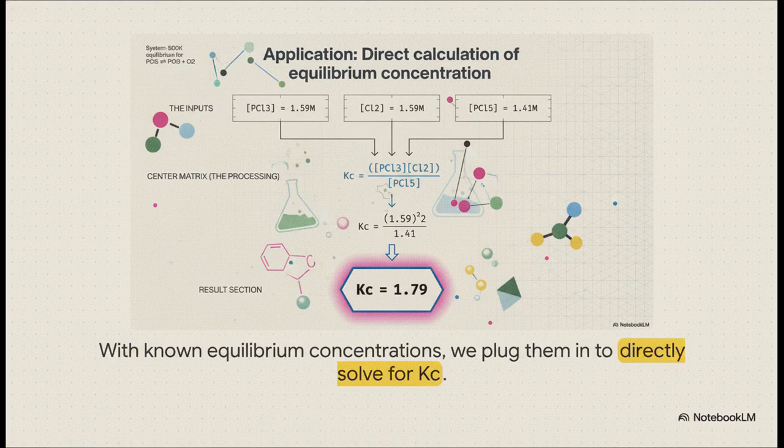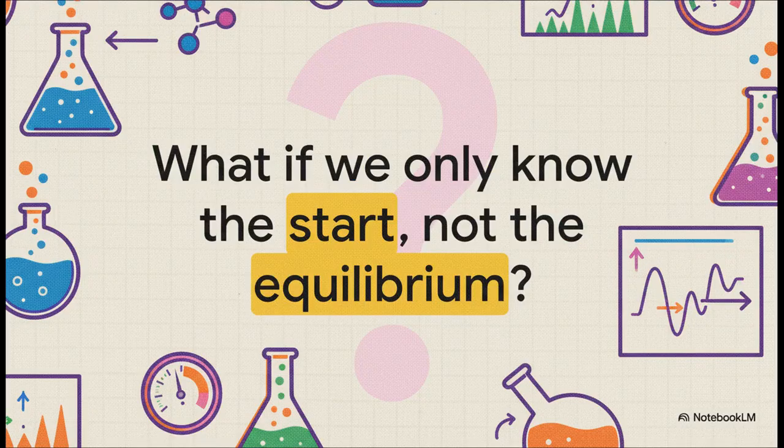Imagine this reaction has reached equilibrium, and we've got our lab equipment out, and we can just measure the concentration of everything in the flask. Once we have those final numbers, calculating Kc is as simple as plugging them into the formula. Products on top, reactants on the bottom. In this case, the math gives us a Kc value of 1.79. Easy peasy.